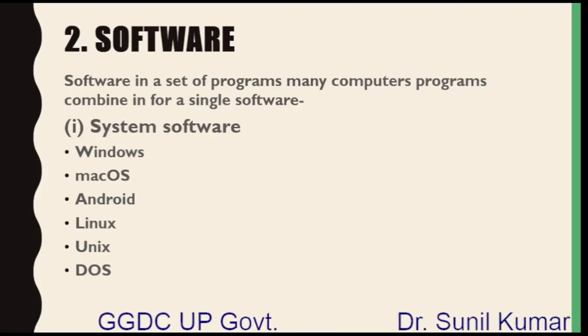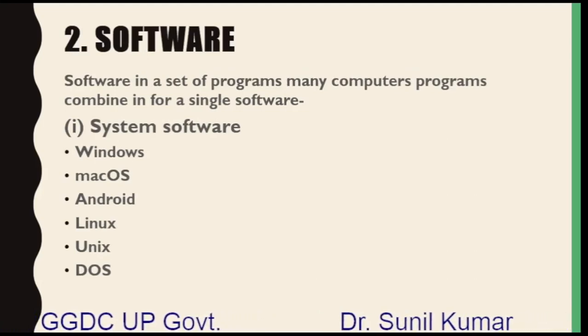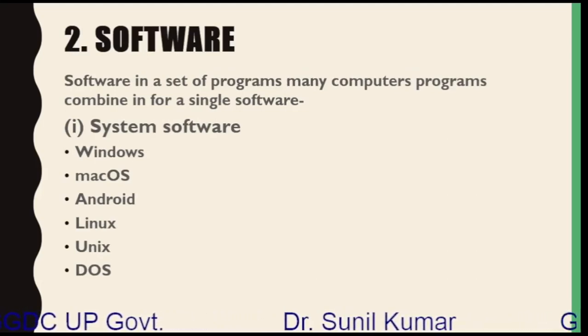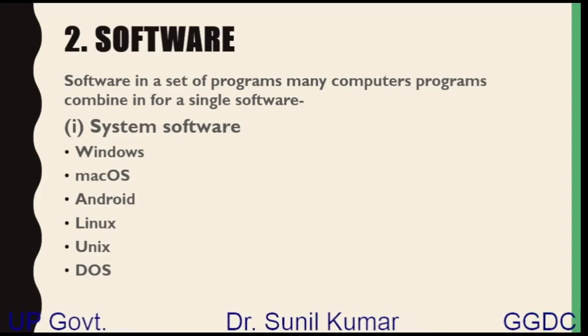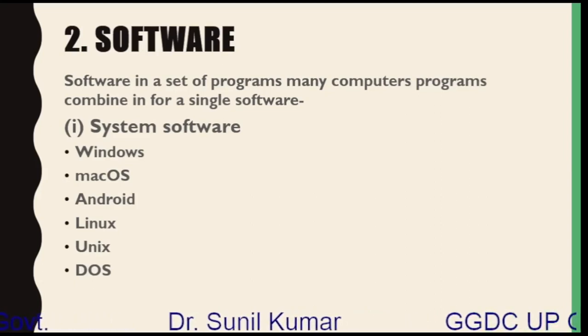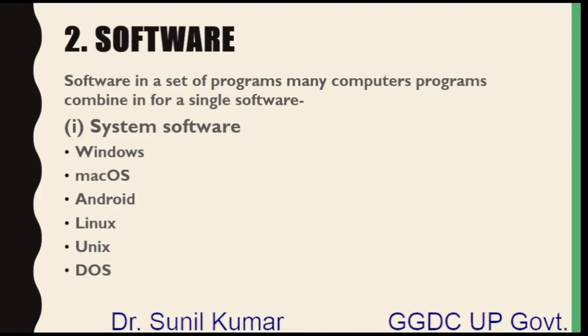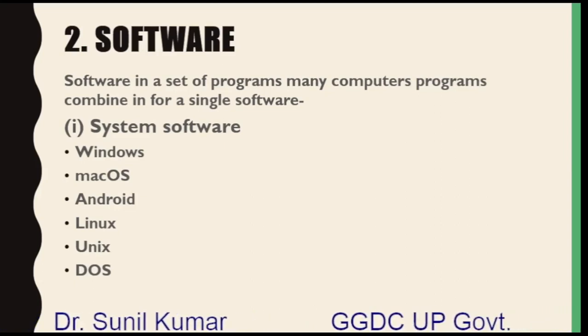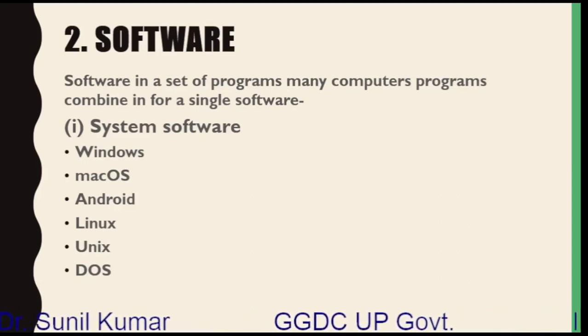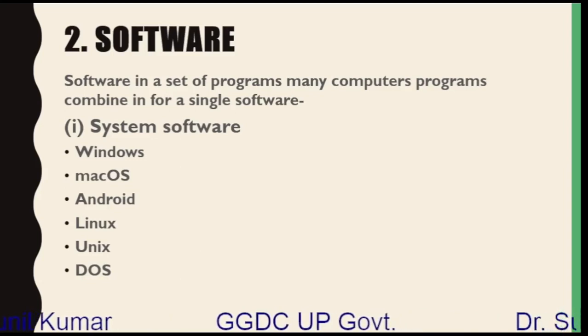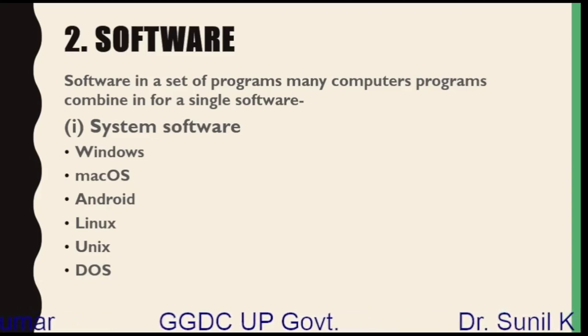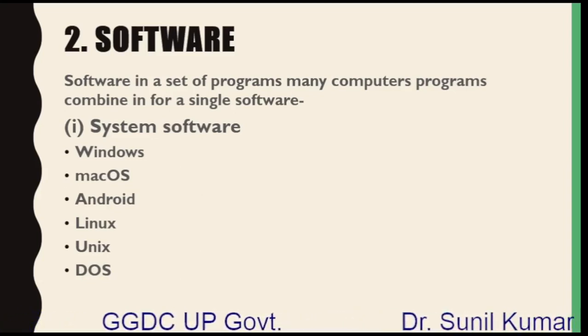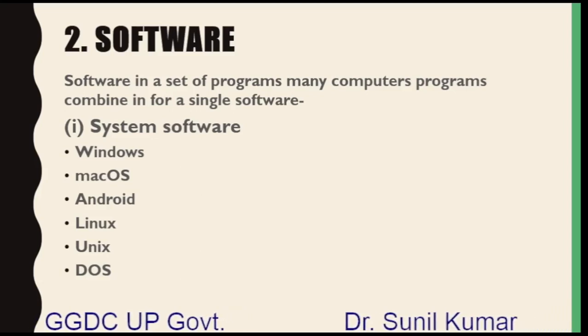Software. Software is a set of programs; many computer programs combine into a single software through which the user interacts with the computer system. The programs of the computer that we can see and work with are called software.